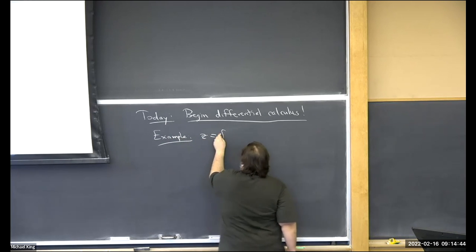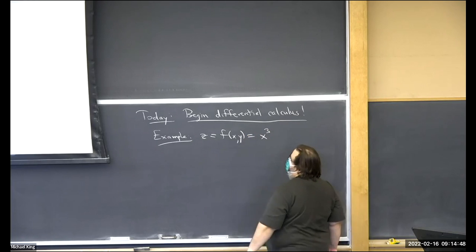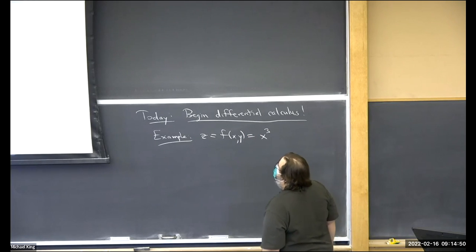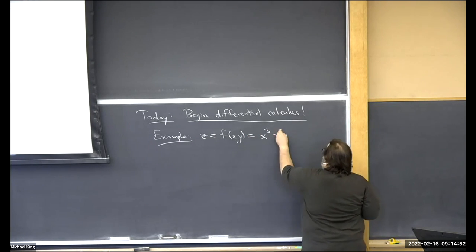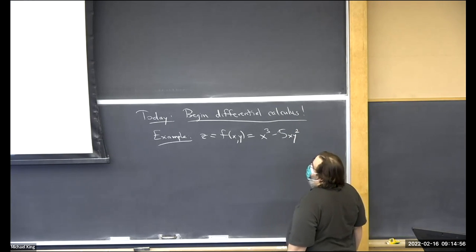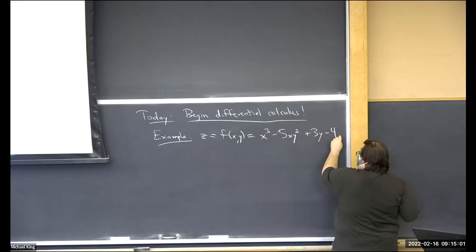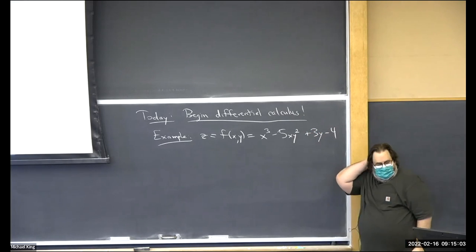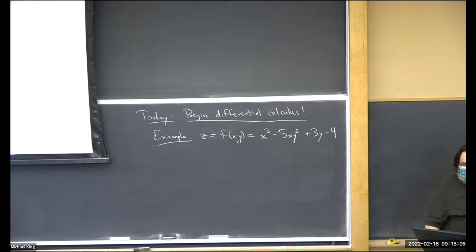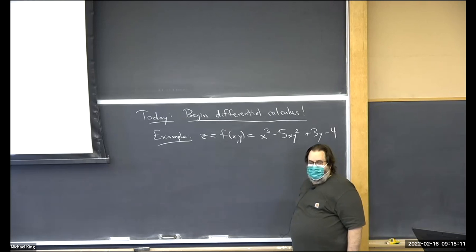z equals f of x comma y. And let's actually use this example: x cubed minus 5xy squared plus 3y minus 4. I already forgot what I just said. Plus 3y minus 4. Right? We sort of talked about it even maybe the first day of the semester, that the analog of a tangent line should be the tangent plane.